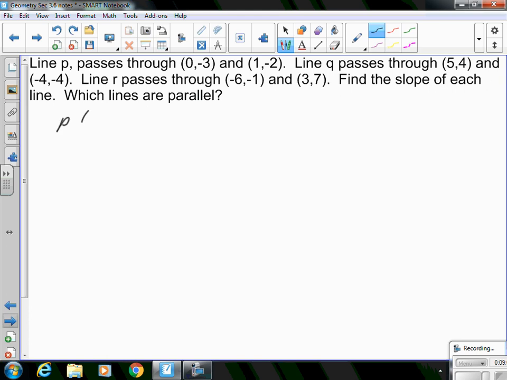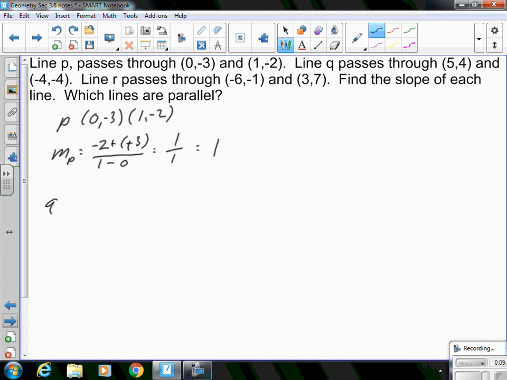So P, which has (0, -3) and (1, -2) as its points. The slope of P is going to be -2 minus -3, the difference in the y's, over 1 minus 0. So the double negative becomes positive. -2 plus 3 is 1, and 1 minus 0 is 1. So the slope of P is 1.